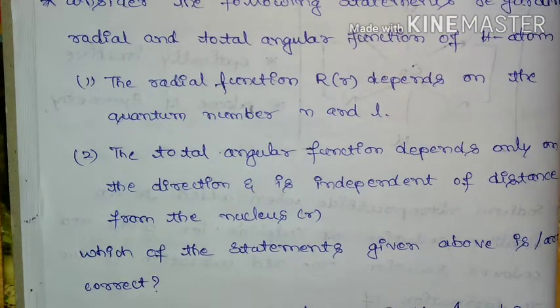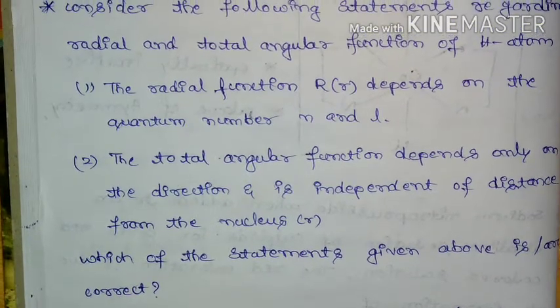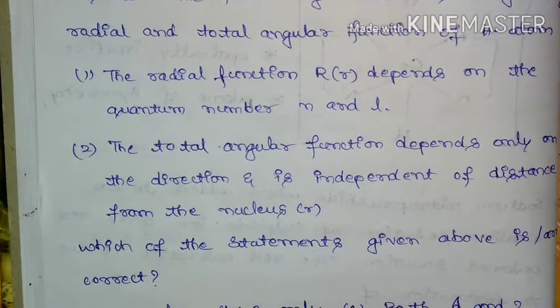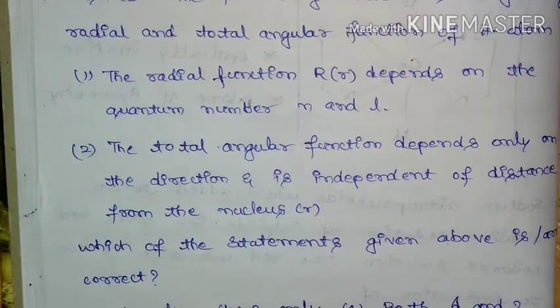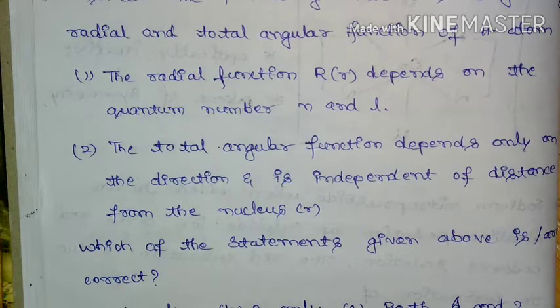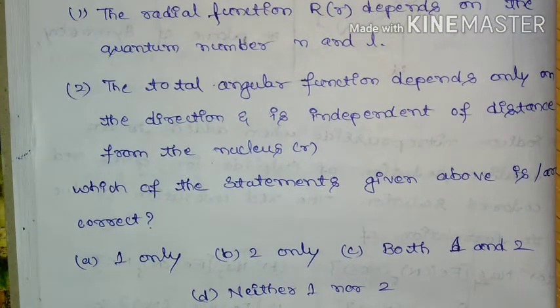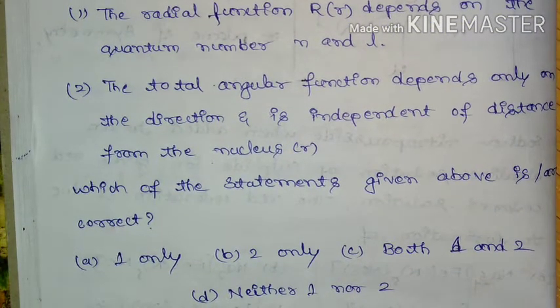First is the radial function R depends on the quantum number n and l. The total angular function depends only on the direction and is independent of distance from the nucleus. Which of the statements given above is or are correct?